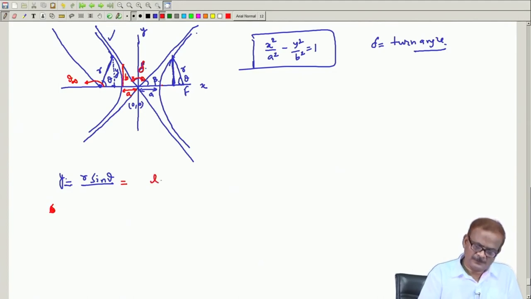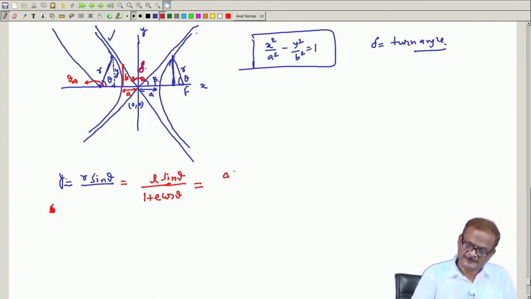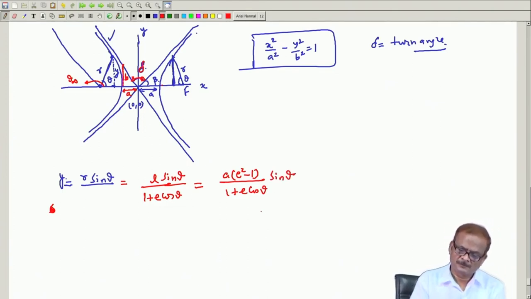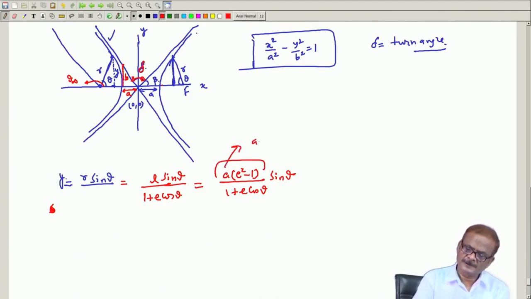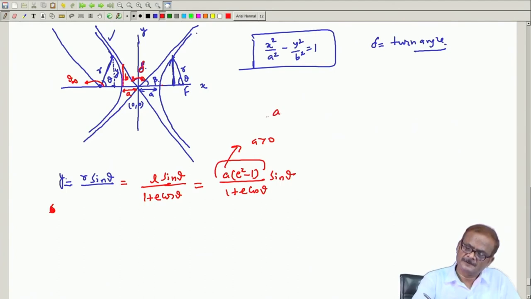So, r equal to L divided by 1 plus e cos theta. This is another way of working. Here I write L equal to a times e square minus 1. What we are assuming here is that a is greater than 0, where we are taking the positive value. Equally, we could have written L equal to a times 1 minus e square, and in that case a will be less than 0.